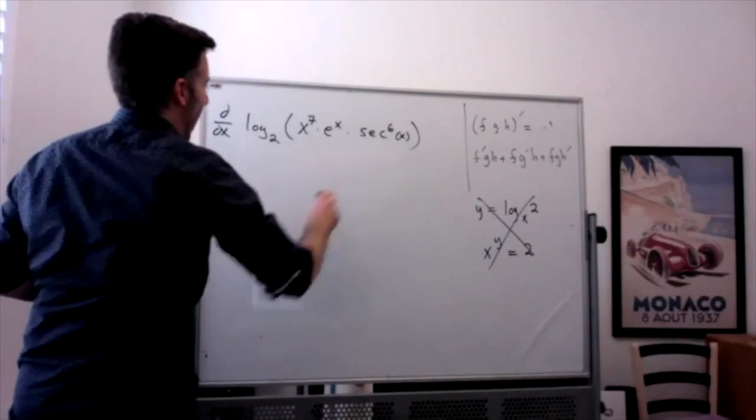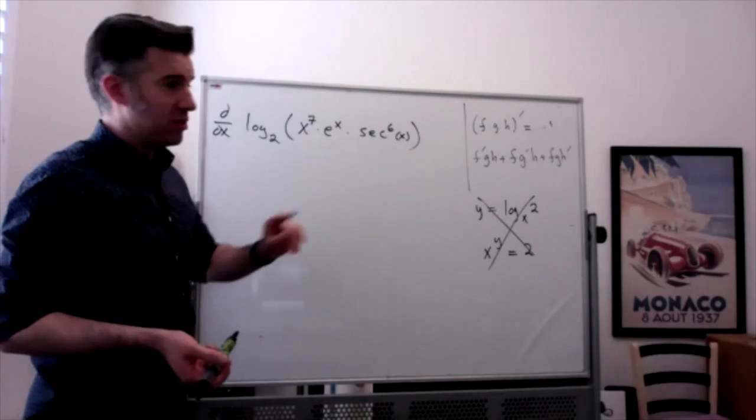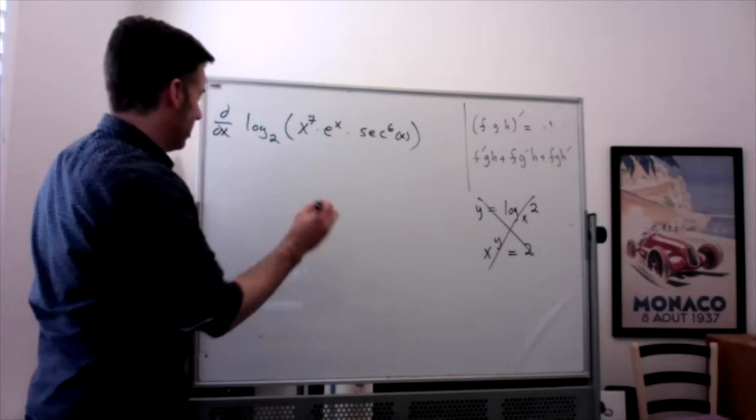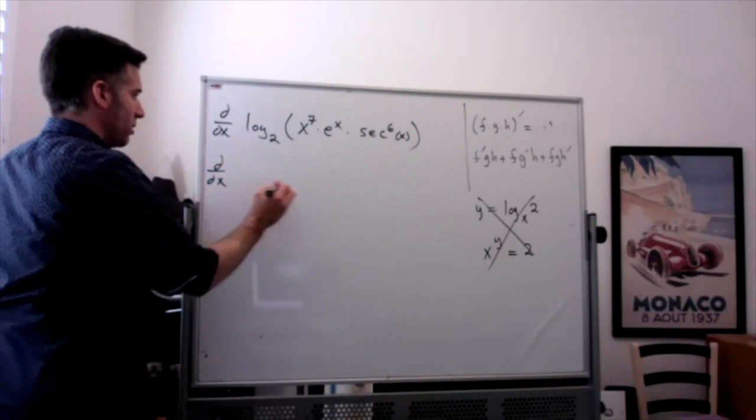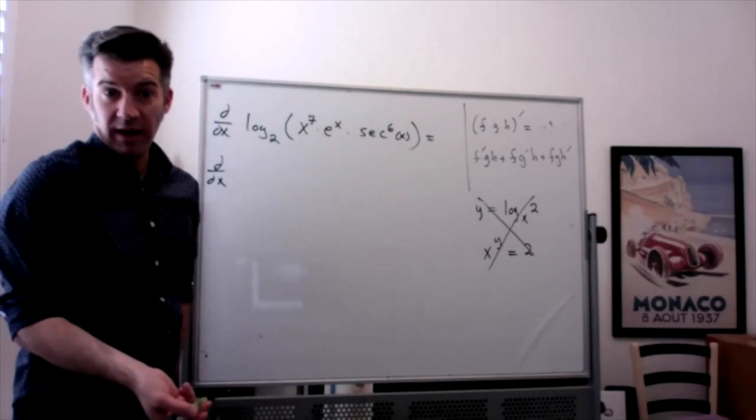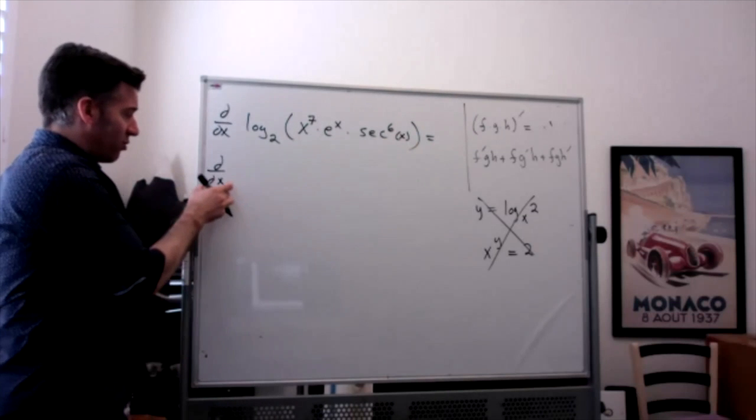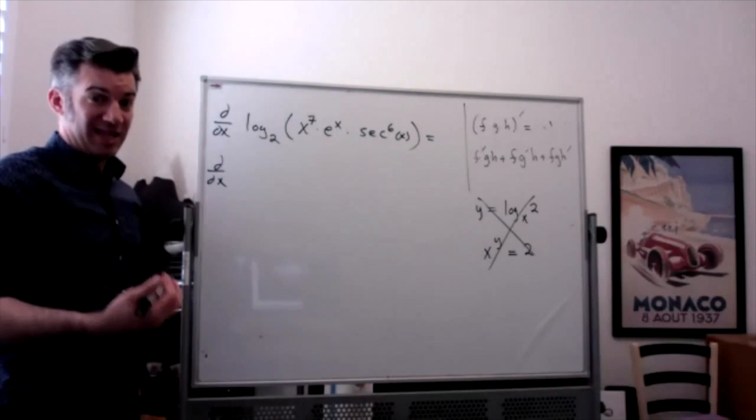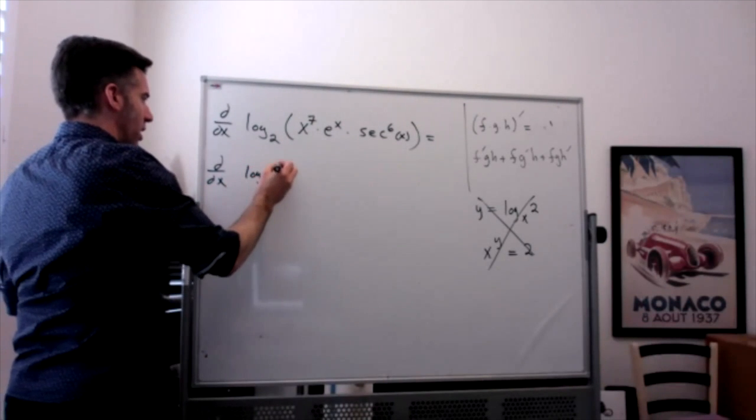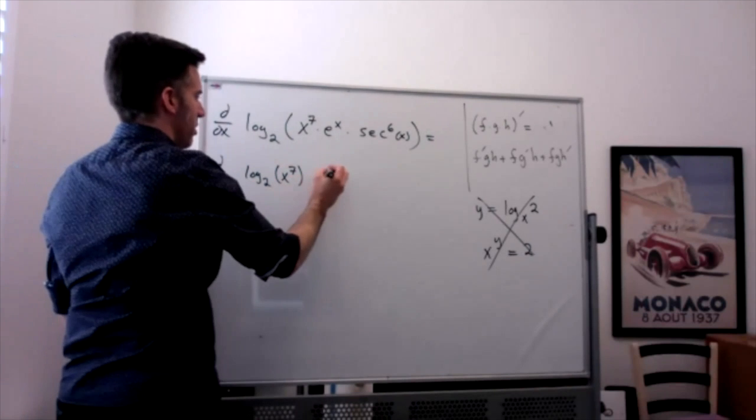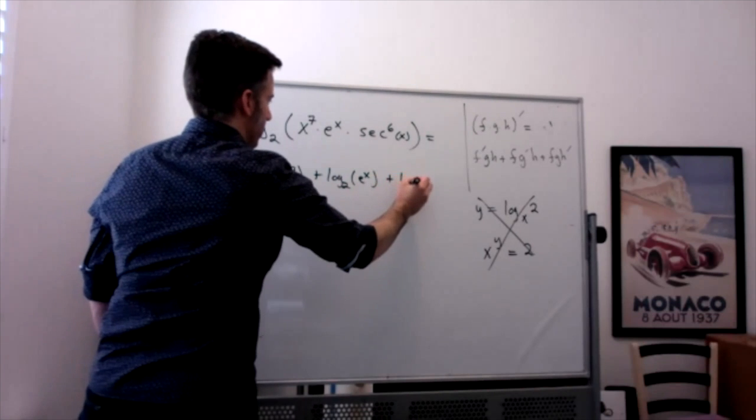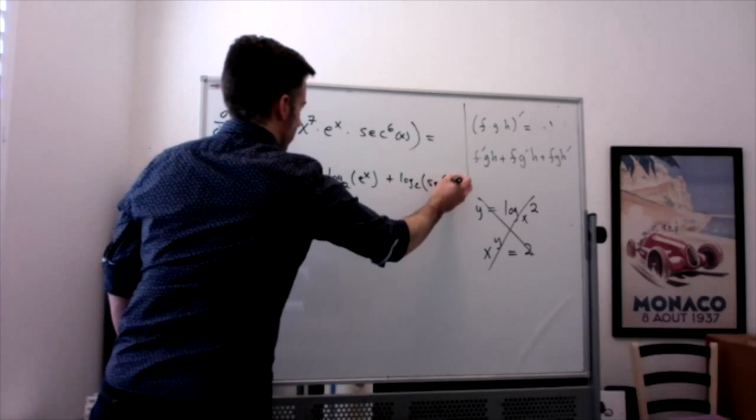The point of this is I would really rather prefer to not use the triple product rule, and I don't have to. If you have a log of a product or quotient, you can break it up into many logs. Notice that when I rewrite this, I'm not differentiating yet. I'm just simplifying. Since I'm not differentiating yet, I'm still going to write the thing that indicates that I have to take the derivative. So this is equal to the derivative of log base 2 of x to the 7th plus log base 2 of e to the x plus log base 2 of secant to the 6th x.